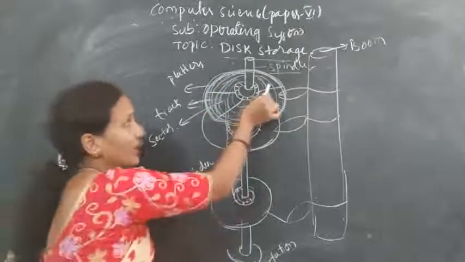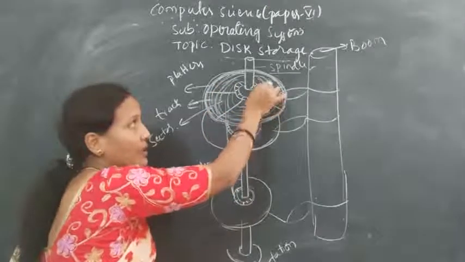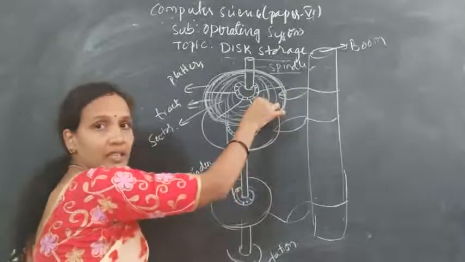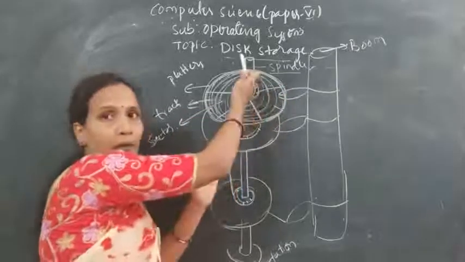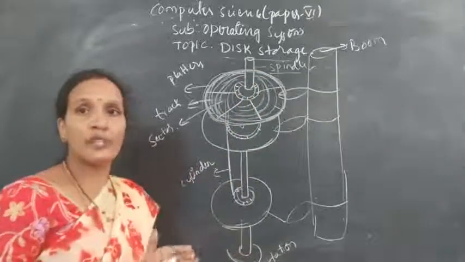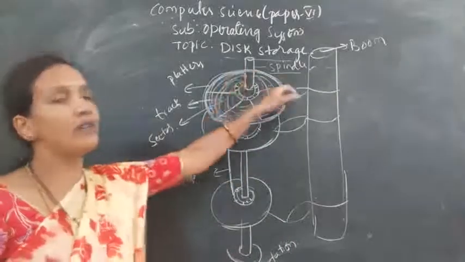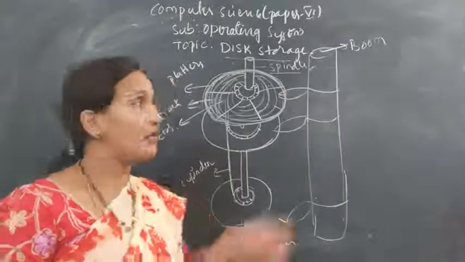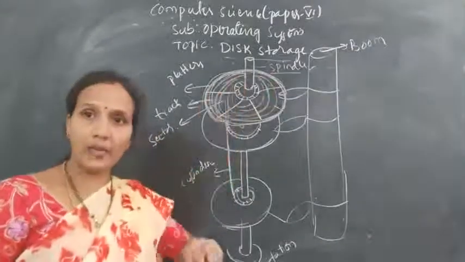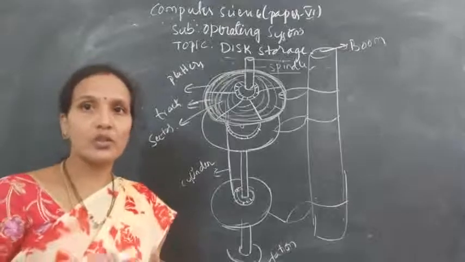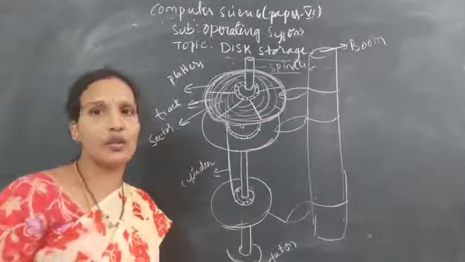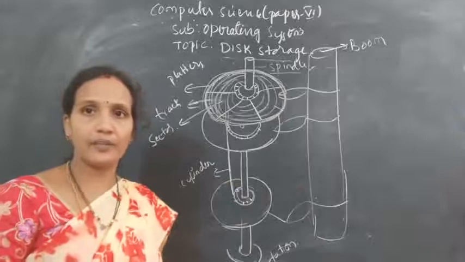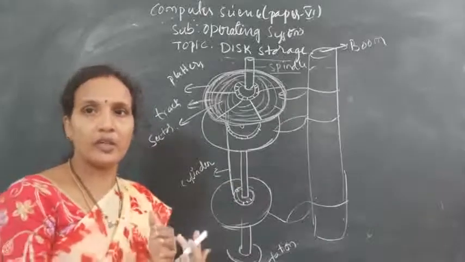Example, right now we are in this sector. Next, if you want to store the content in the second sector, it has to spin. So who will spin? The spindle will spin. All these platters are connected with the spindle, and the spindle will spin the disc so that content can be stored on that particular position. Clear? If it rotates, then only you can store the content.